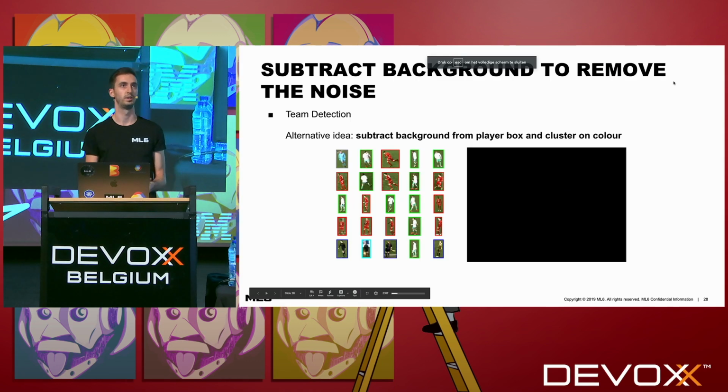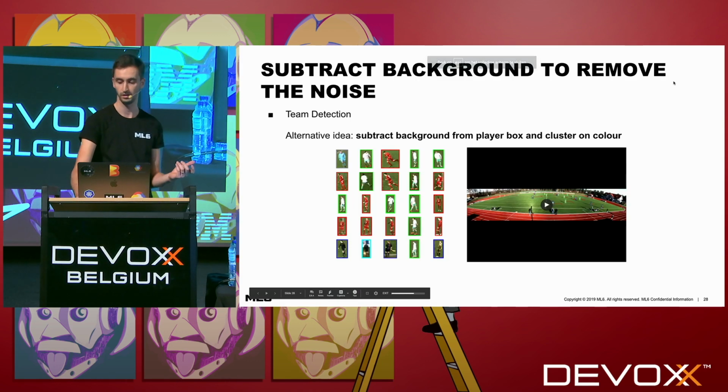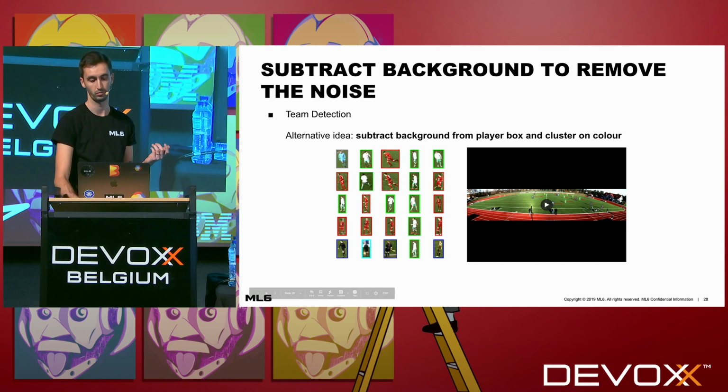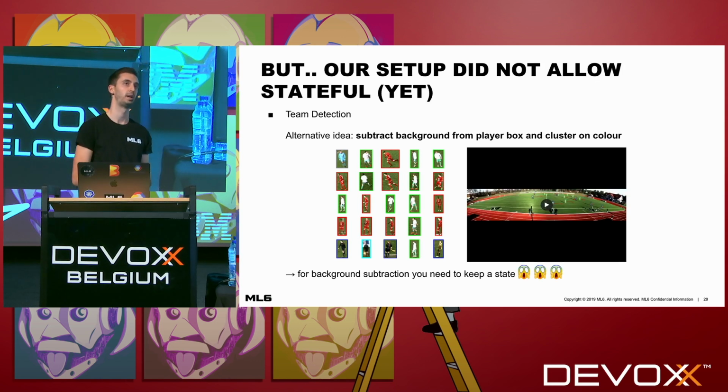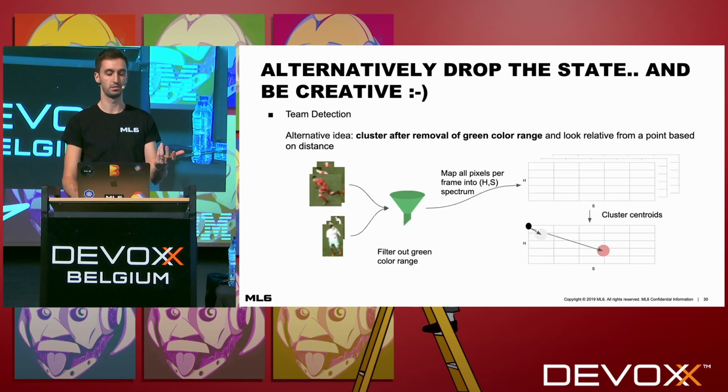So if we can subtract the background, we can do a very good job at team detection. But one sad thing is that for background subtraction, you need to keep a state. You need to know the former frames that you've seen so you can subtract the background. And the problem with big data engines or distributed data frameworks is that it's hard to keep a state across your workers. For us, that was not possible yet with the tools, but I will come back to which tools we used later on. But basically, this was not an option.